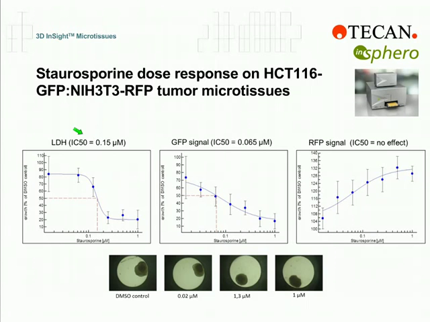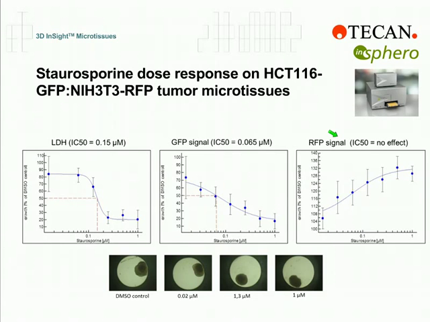And what you see here is that by measuring the intra-tissue LDH, we get an IC50 value of around 0.15 micromolar. However, when we look now at the different cell populations, which cell population is actually contributing mostly to the IC50 value we have measured with the intra-tissue LDH release, we see that we get a good dose response measuring the GFP, so the cancer cells are eliminated with increasing concentrations of staurosporine. However, when we look at the RFP signal, there is no effect observed.